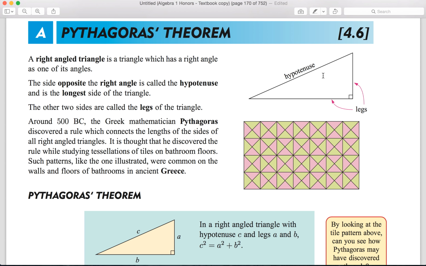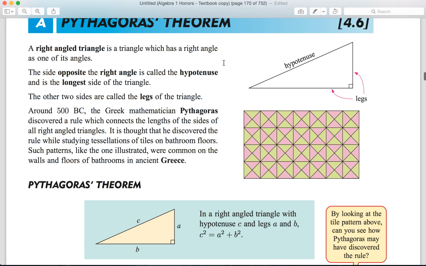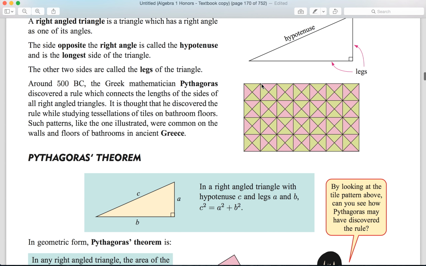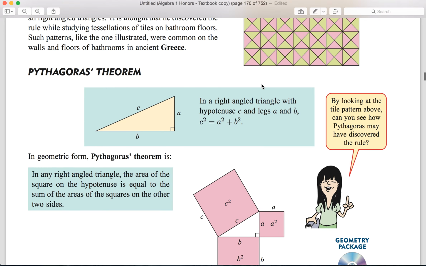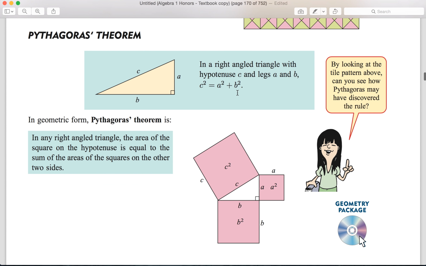Well, if you said that the legs are the two sides that meet at the right angle, you'd be correct. The legs are also the shortest two sides. The longest side is called the hypotenuse. That's a Greek word. So now that we know about the three sides of a right-angled triangle, let's talk about a formula that helps us to find the lengths of all three sides.